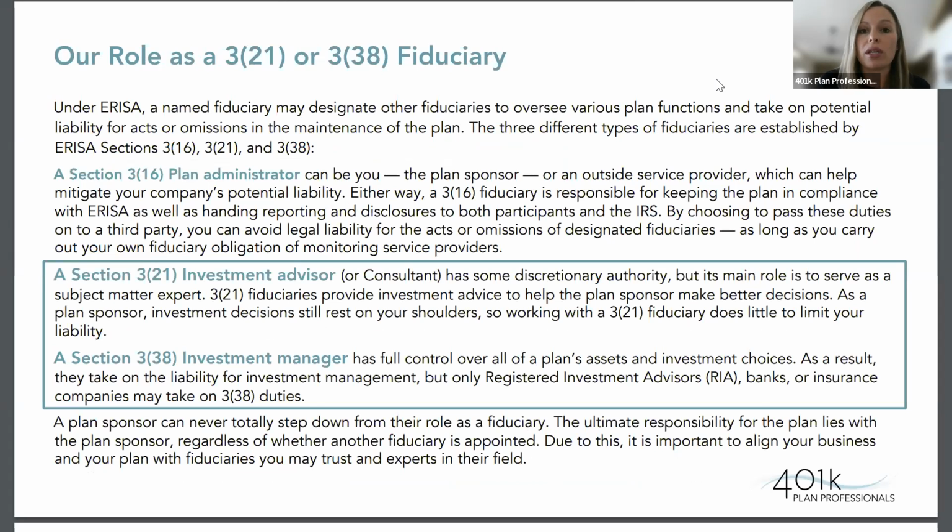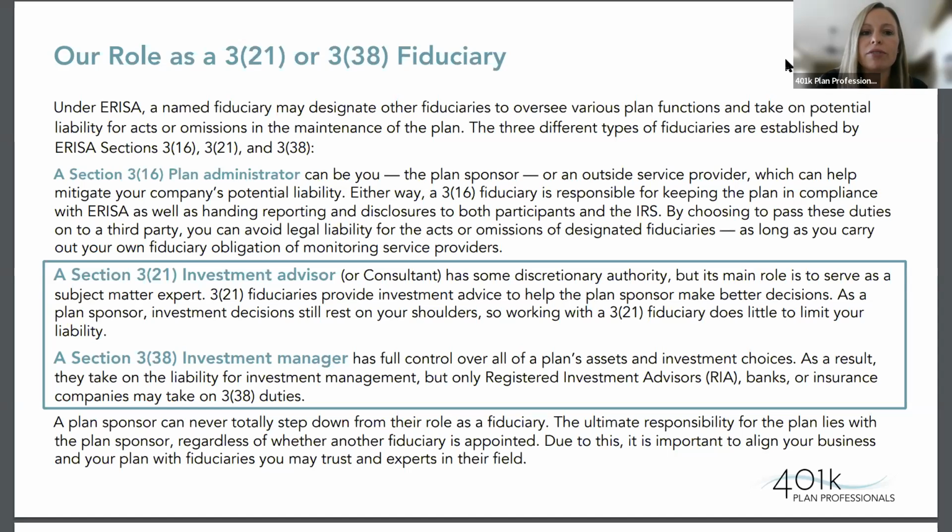So our role is that we act as either a 321 or a 338 fiduciary. I'll go through the few different types of fiduciaries here and tie that into our day-to-day. But ultimately, a named fiduciary may designate other fiduciaries to oversee various plan functions. So that would be the committee members. That might even be you, and you are saying, okay, we need to hire an investment advisor or a team of investment advisors to help us reduce and mitigate our fiduciary liability.